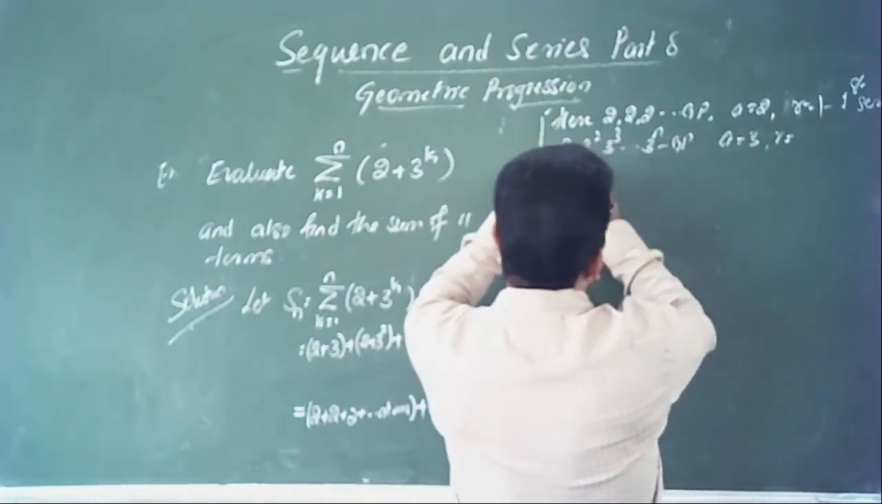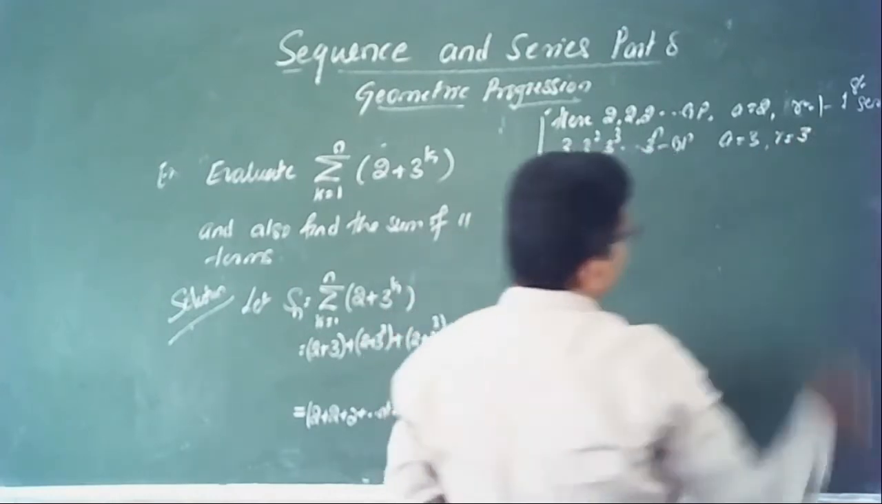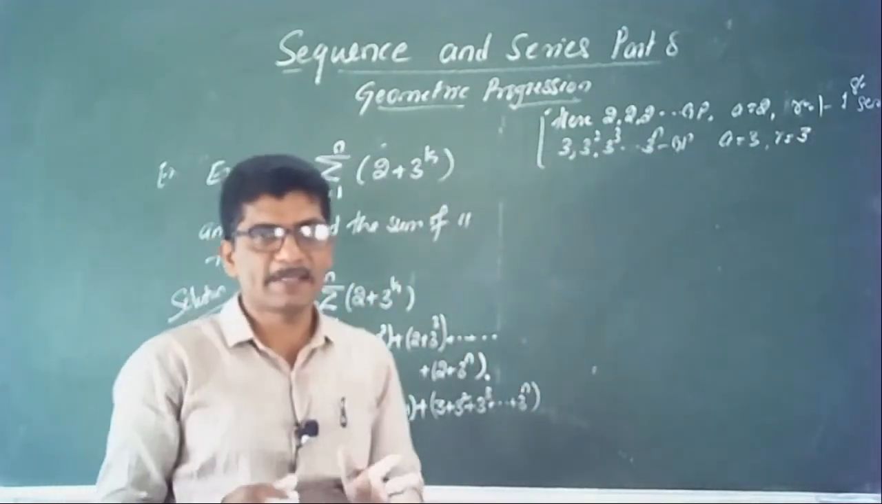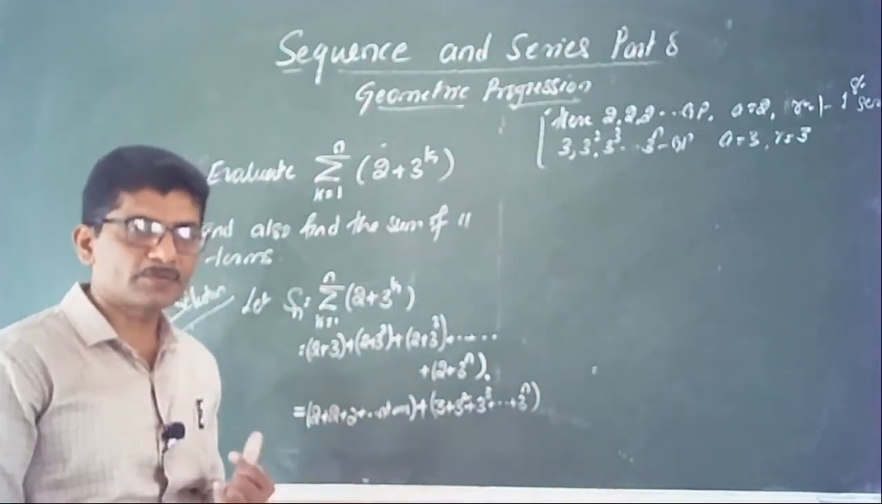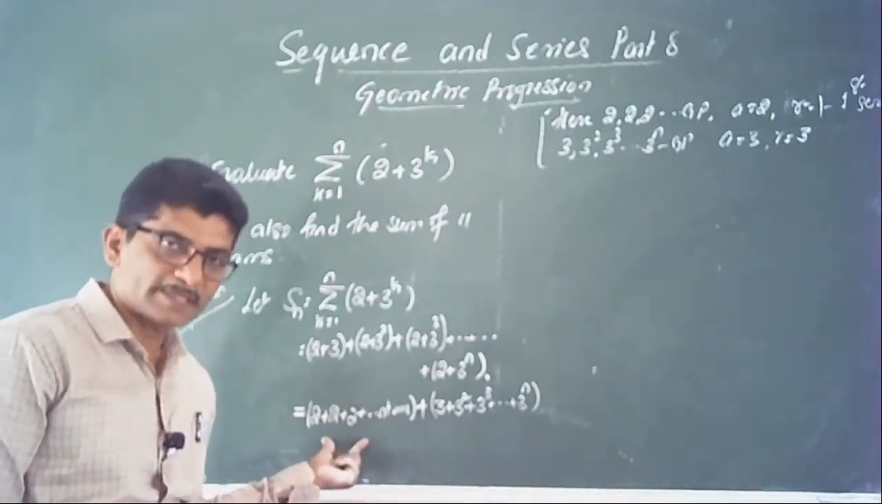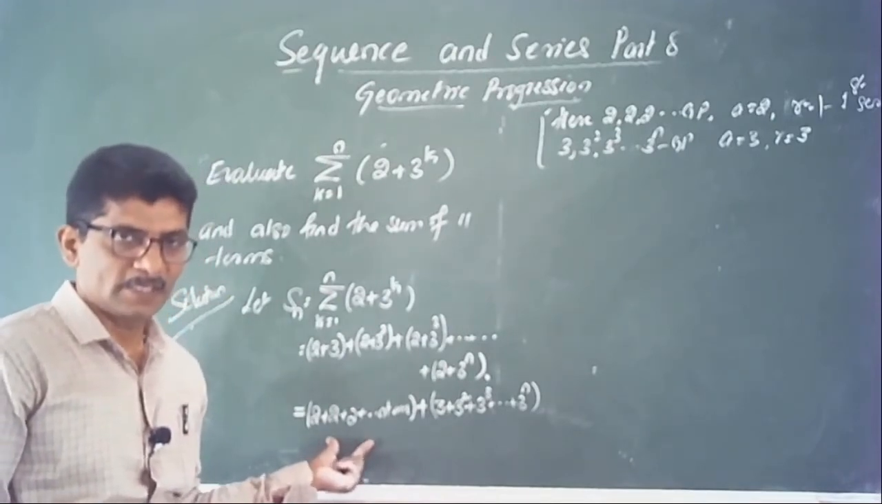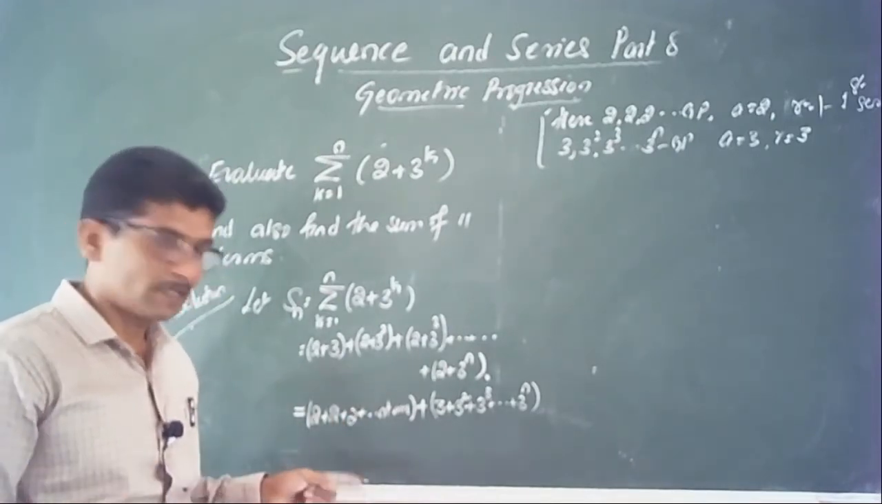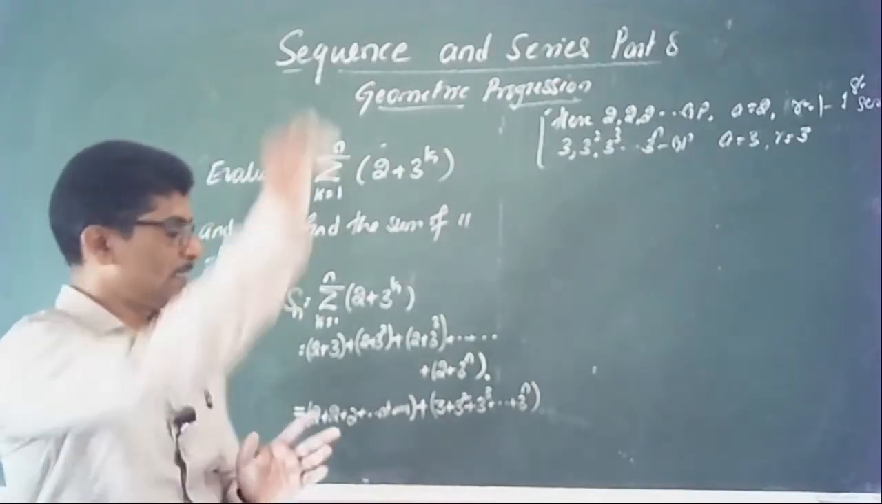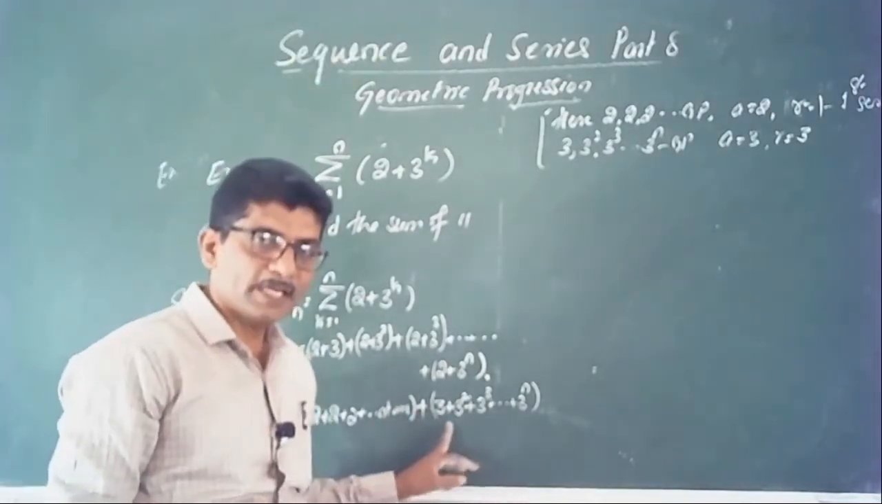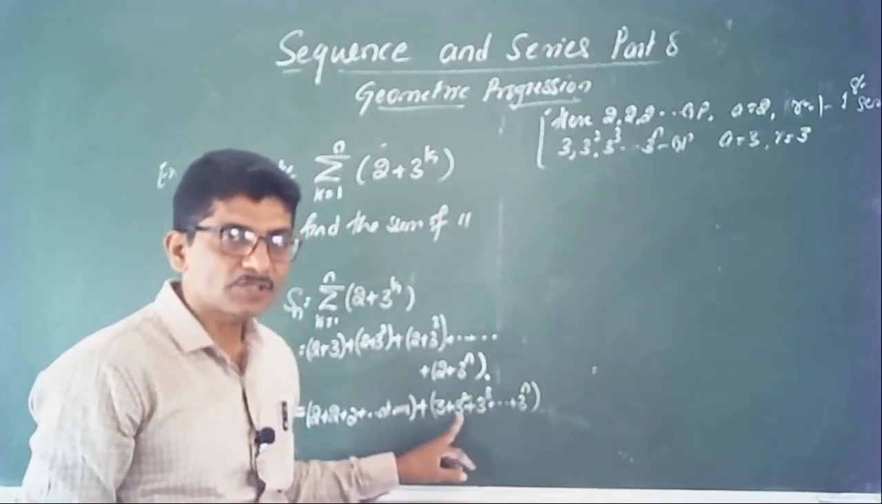Any term divided by its previous term gives 3. First identify the type of series. This one is GP, we can say GP or AP. Here, using GP, this one is GP. Sum of n terms in GP, here A is 2 and R is 1. This one is also GP, A is equal to 3 and the common ratio is 3.